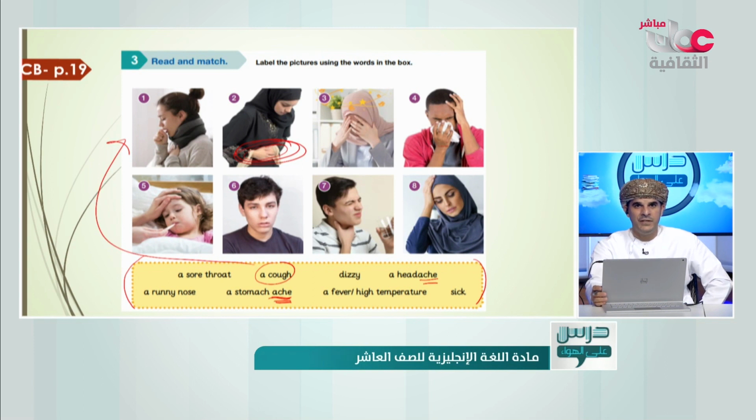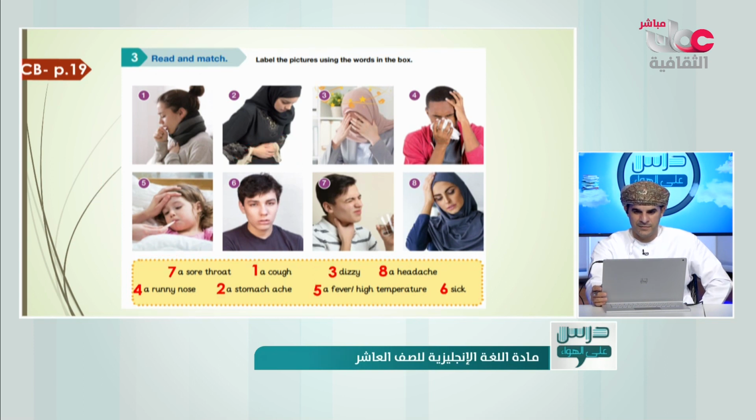I believe that you have finished now the activity. Let's see the answers. So, number one, a cough. Number two, stomach ache. Please don't forget to take screenshots so you can get the answers quickly because there's no time to write. Number three, dizzy. I can't stand up. I feel dizzy. Number four, runny nose. Look at the amount of tissue he's using.